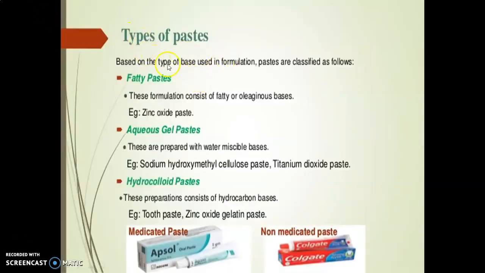Types of paste: based on the type of bases used in the formulation, the pastes are classified as follows. Fatty pastes: these formulations consist of fatty or oleaginous bases, for example zinc oxide paste. Then the next one, aqueous gel pastes. These are prepared with water miscible bases, for example sodium carboxymethyl cellulose paste or titanium dioxide paste.